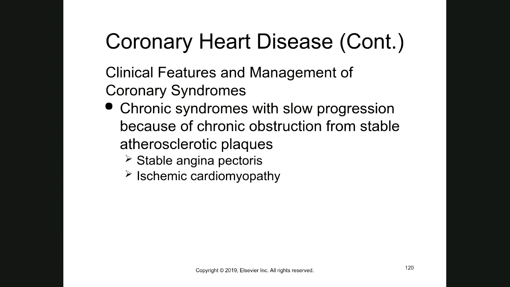In the chronic syndromes with slow progression, because the chronic syndrome comes from a stable atherosclerotic plaque, you will see the famous stable angina pectoris. Many people will confuse this one with unstable. That's why I leave it over there, to make sure that you don't fall for the trap and think that this is unstable or can provoke an unstable angina. If it is chronic with a slow progression, we are talking about a stable angina pectoris. Okay, careful with that.